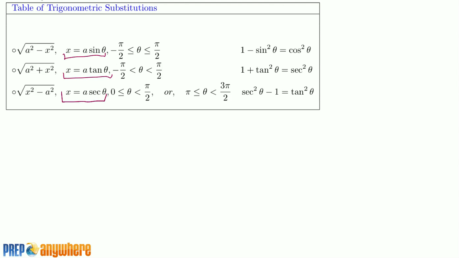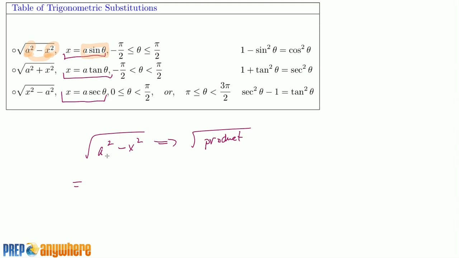First case, when you have a squared, subtract by a variable square. So it's a constant and a variable. The correct substitution is to let x be a sine of theta. And the reason is because we want to turn the two terms into one term, some product, so that we can get rid of the square root.